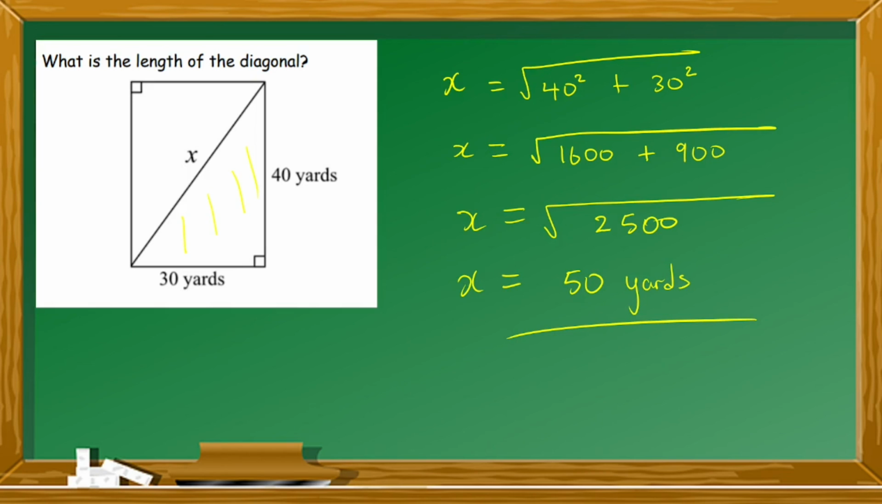That pretty much is finding the unknown length using the Pythagoras theorem. So remember, it has to be a right angled triangle, and based on the length that you want to find, you just need to rearrange the formula.